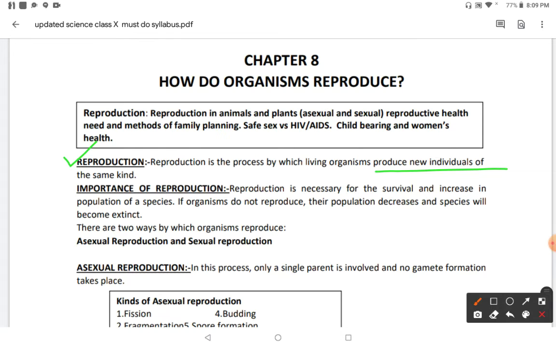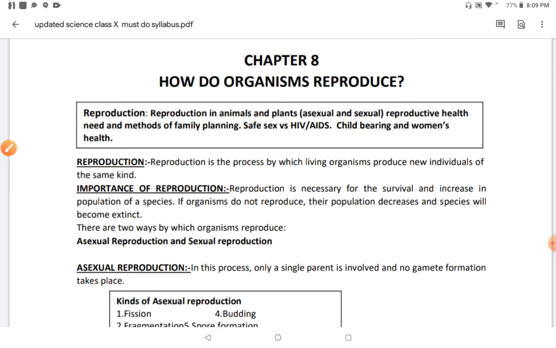Now the question arises, what is the importance of reproduction? If reproduction is not there, then what happens? So reproduction is necessary for survival and increase in the population of the species. If organisms do not reproduce, their population decreases and the species will become extinct.